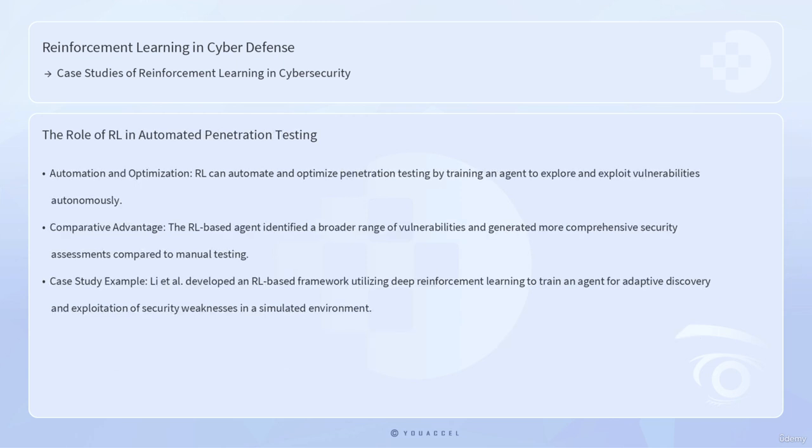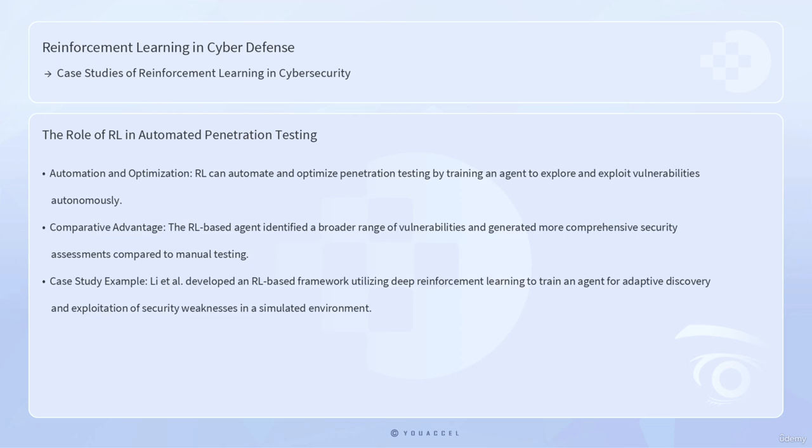Furthermore, RL has been utilized in the realm of automated penetration testing, where the goal is to identify and exploit vulnerabilities within a system to evaluate its security posture. Traditional penetration testing is a labor-intensive and time-consuming process, often limited by the tester's expertise and knowledge. RL can automate and optimize this process by training an agent to explore and exploit vulnerabilities autonomously.